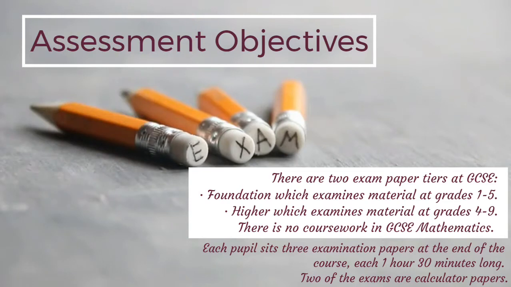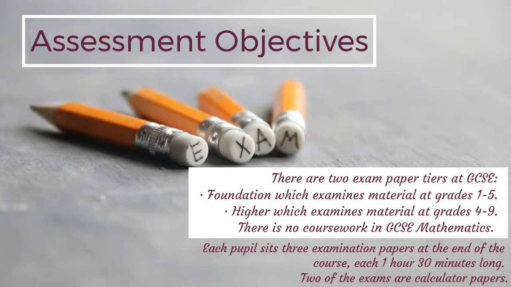There are 2 exam paper tiers at GCSE, Foundation and Higher. Foundation examines materials at grades 1 to 5. Higher examines materials at grades 4 to 9. We need to remember that there is no coursework in GCSE Maths.